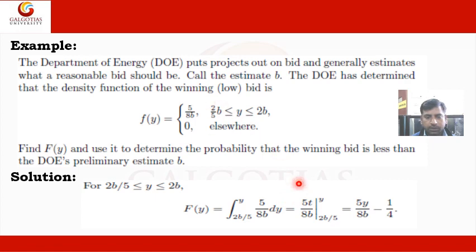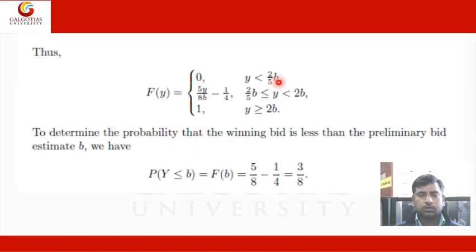The function is 5 upon 8b, so this will give you 5t upon 8b, and we will apply the limits. On applying the limits, we will get the answer. When y takes a value less than 2 by 5b, the function is 0, so its CDF will also be 0. From the interval when y takes a value from 2 by 5b to 2b, we have already calculated the CDF. And for y greater than 2b, the CDF will be 1.